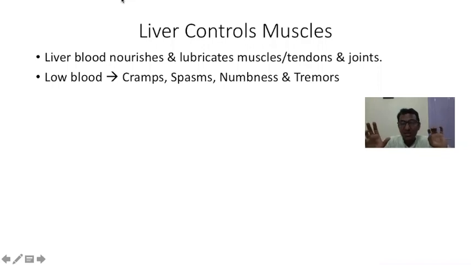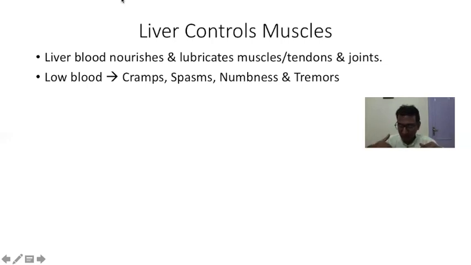So whenever you see some kind of tremor in the body, and a very extreme case of that wind is called paralysis. One side of the body. Last time I discussed, the liver is on the right side.